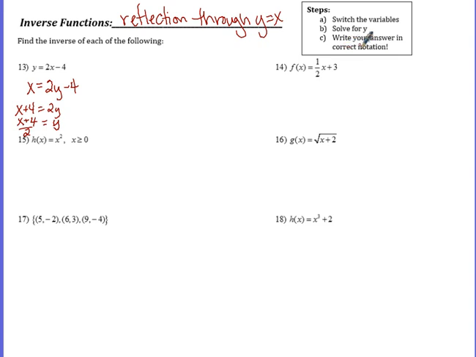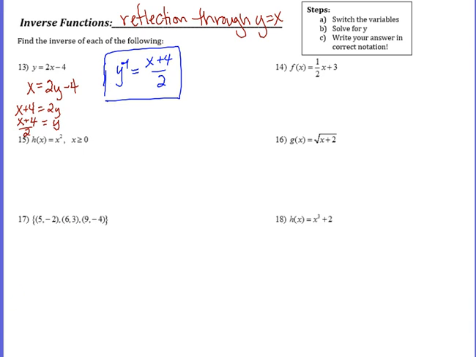I solve for y. My final step is writing my answer in correct notation. And let's talk about what correct notation is. If your function started out as a y function, your inverse function needs to be stated as y to the negative 1 power. Y to the negative 1 power is how we label inverse functions. The inverse of y is stated as y to the negative 1. And we just copy over what this is. Y to the negative 1 is x plus 4 over 2. That's our last step, to put it in proper notation.